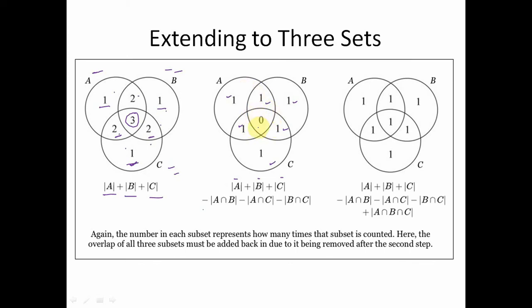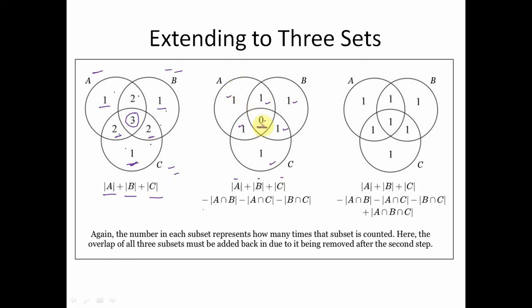Why? Because these elements are coming under A intersection B, so these elements will be there. If I take B intersection C, these elements will be there. If I take A intersection C, then also these elements will be there. So these elements will not be counted even once. So what I'll have to do is, I will have to add these elements.